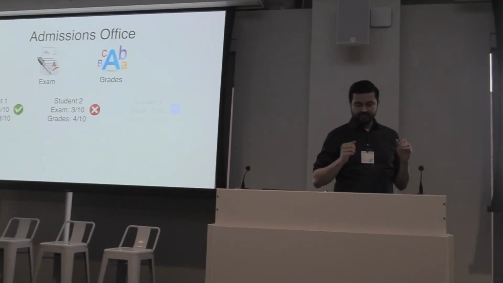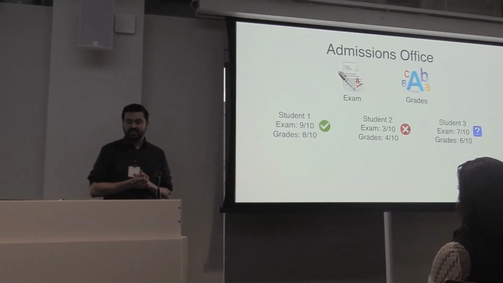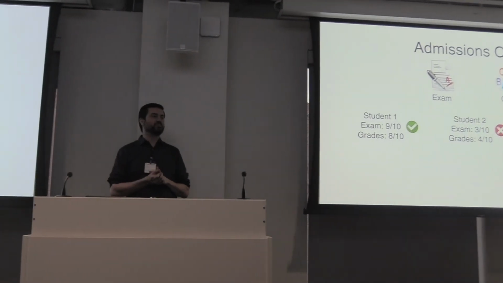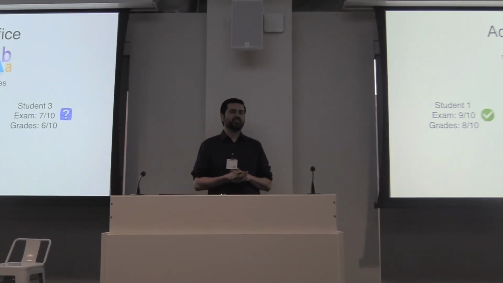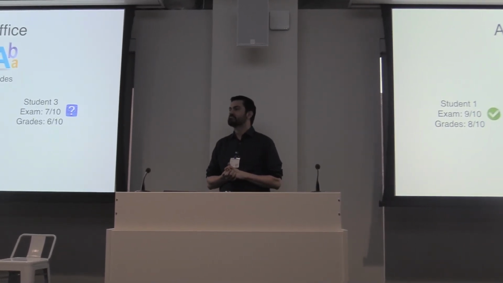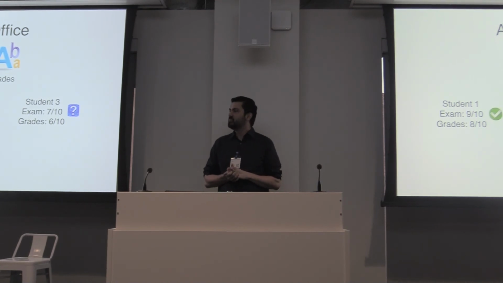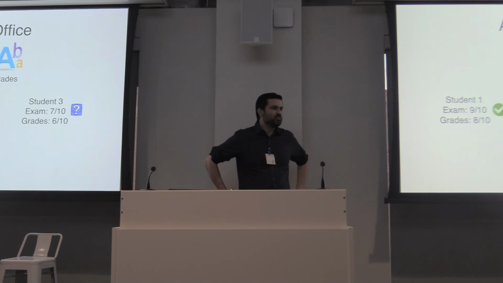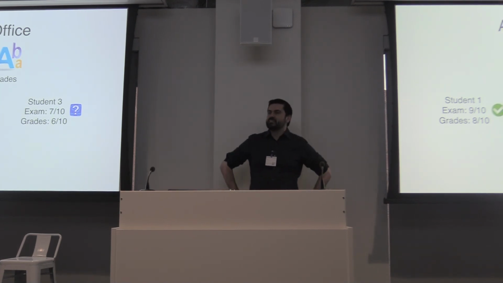And then we have an incognito student, which in the exam got 7 and the grades got 6, and the question is, should we accept them or not? What do you think? Should we accept them or not? Maybe, maybe not. What's the model, right? We have to create a model. So what could be a rule that we can use? What do you guys think? If we have 2 pieces of information, exam and grades.